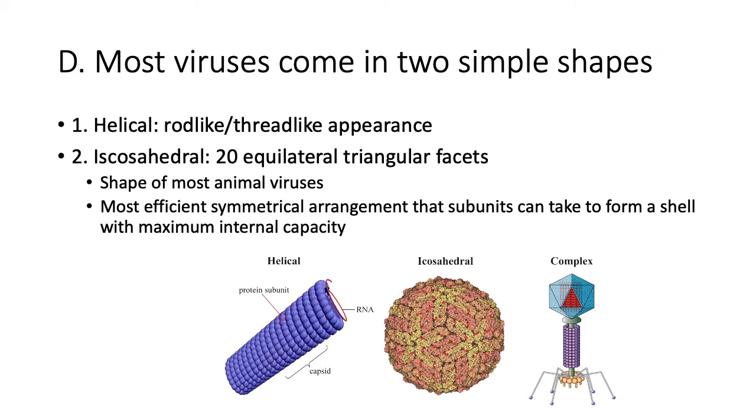They say the third shape. So these are the basic two shapes, and then in this one paragraph, they're like, oh, and a third shape. And you're like, why would you do that? Why would you just say viruses come in three shapes instead of two? So the complex is just the combination of the two.